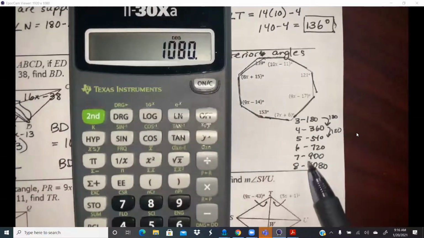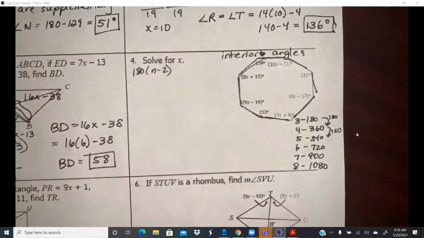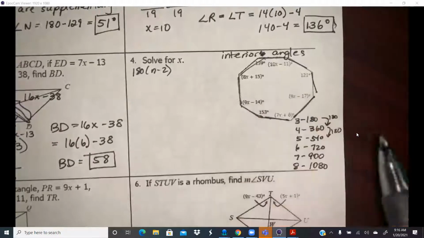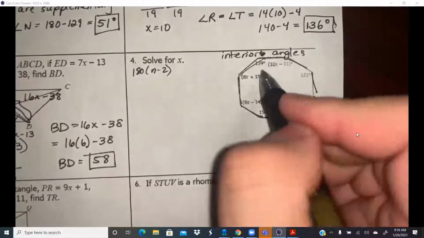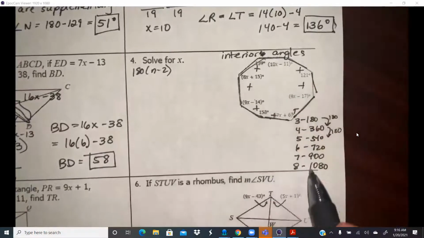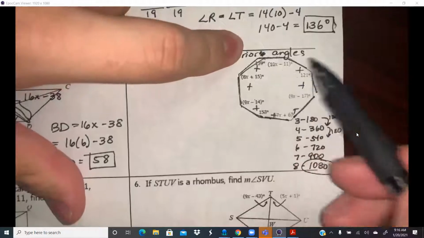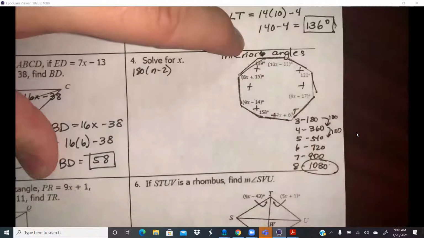But anyway, so we know that for an 8-sided figure, the sum of all of the interior angles is going to be 1080. So what I'm going to do is get all of these angles, add up all of these angles. All right, this is a lot to work with, but I'm going to add up all of these angles and set it equal to 1080. So I'm going to be strategic about this. Instead of writing it all out as one big equation, I'm just going to combine my like terms before I create my equation.